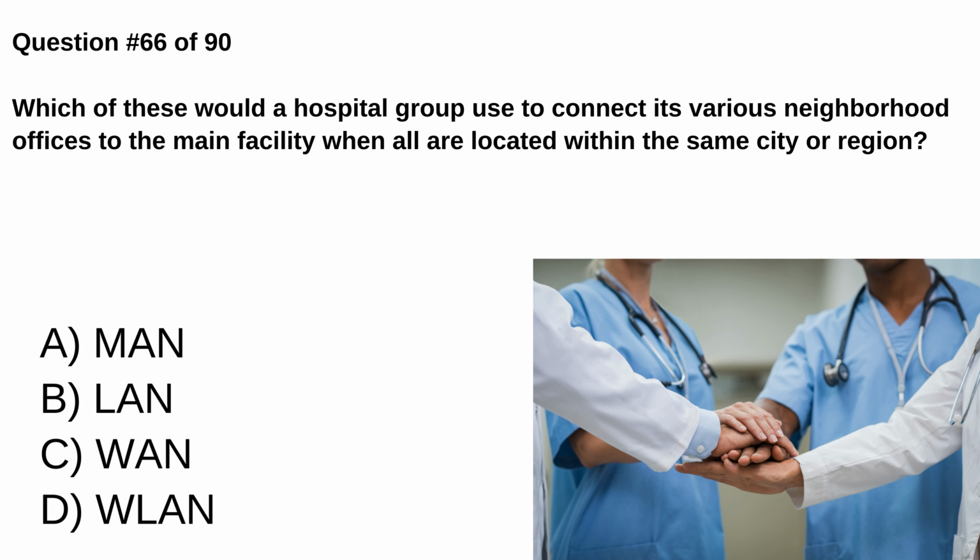Question 66 of 90. Which of these would a hospital group use to connect its various neighborhood offices to the main facility when all are located within the same city or region? Is the answer A, MAN? Is the answer B, LAN? Is the answer C, WAN? Or is the answer D, WLAN? The answer is A, MAN.